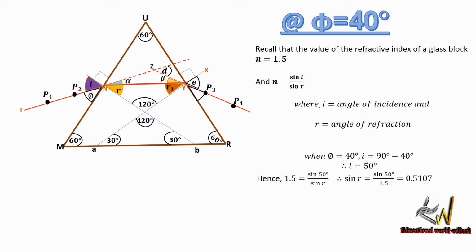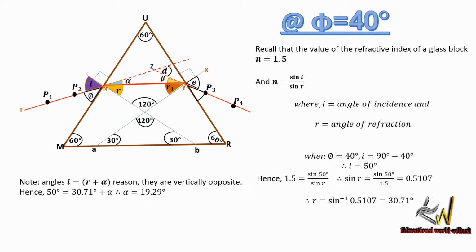And putting it into the equation, we have that 1.5 is equal to sine 50 over sine r, and sine r is now 0.5107. Evaluating for r itself, which equals sine inverse of 0.5107, we have 30.71 degrees. Considering our vertically opposite angles, we will now have that I is equal to r plus alpha. Hence, alpha is equal to 50 minus 30.71, which is 19.29 degrees.